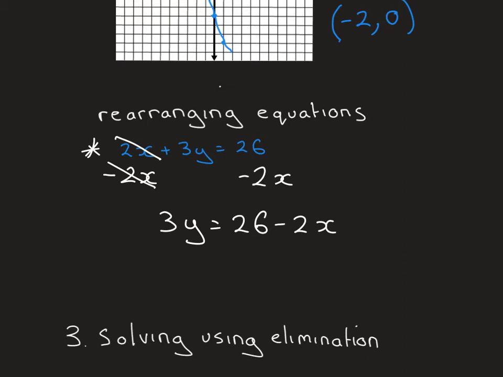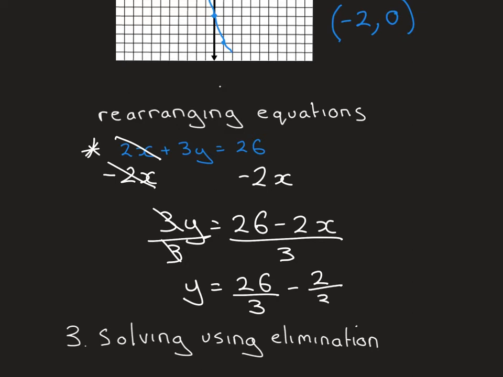Now what we want to do is remove this 3. Remember, when we're saying 3y, that's the same as saying 3 times y. So to remove the 3, we want to divide by 3. We have to divide both sides by 3. Okay, the 3's cancel out, and what we're left with is y equals 26 over 3, take 2 over 3x.